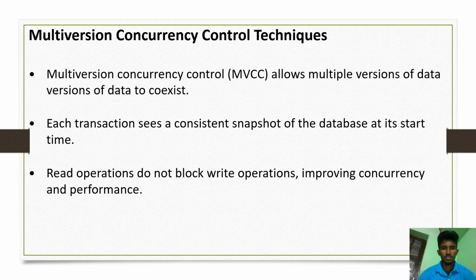The next one is the multi-version concurrency control technique. Multi-version concurrency control allows multiple versions of the data to coexist, and each transaction sees a consistent snapshot of the database at its start time. Read operations do not block write operations, improving the concurrency and the performance.